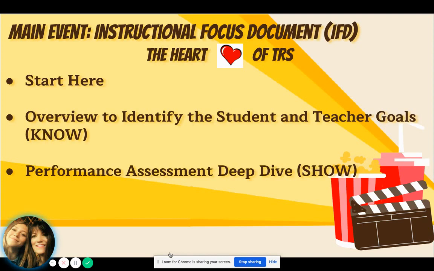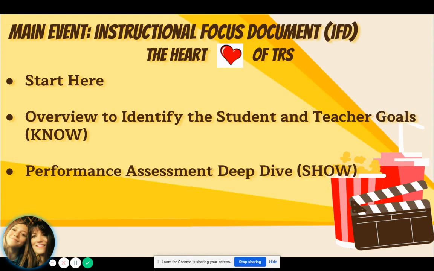Now, we know those documents are long, so we're going to show you a path today to chunk it to be able to get to the heart and the meat of all of the great stuff from the IFD. First, we're going to be looking at the introduction to get an overview of what the student needs to know. So what are some student goals in this unit? You can also do teacher goals.